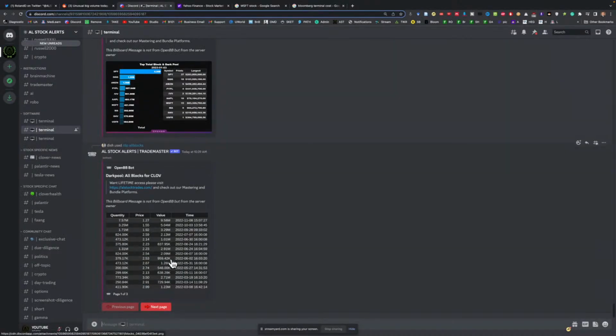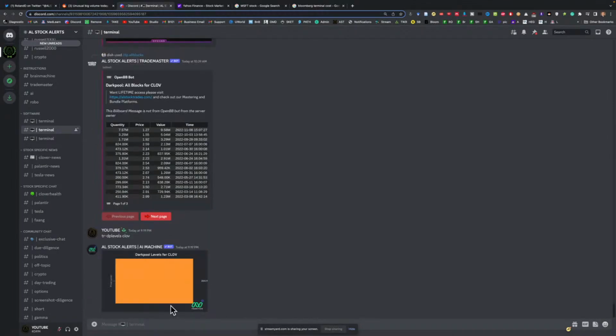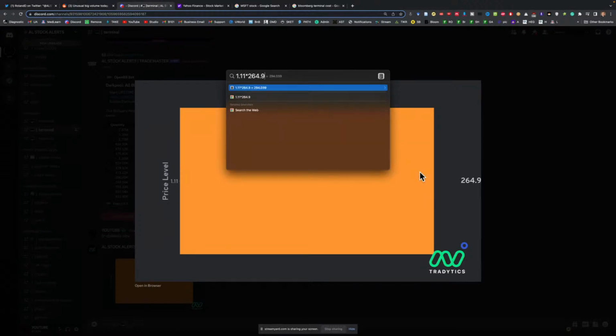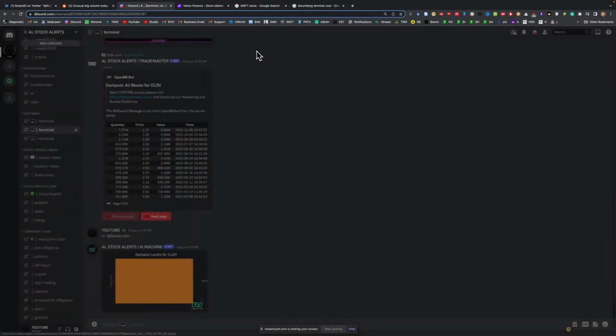Overall, all of our members, and we have a Clover dedicated private stock specific chat group, are doing their due diligence and have searched our terminal. If you look at the dark pool levels here for CLOV, what you'll find is that at $1.11, which I believe was almost like the pre-market or beginning stages of Clover, there were around 264.9 thousand share buys. So equivalently, that is 1.11 times 264,900. That's around $294,000 that was placed into Clover today.